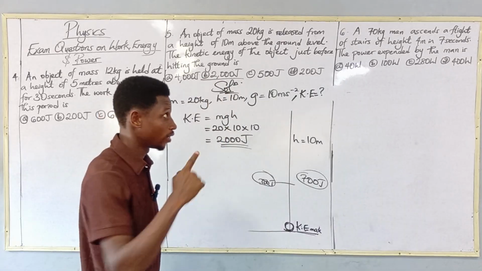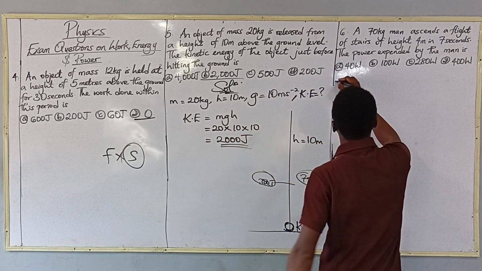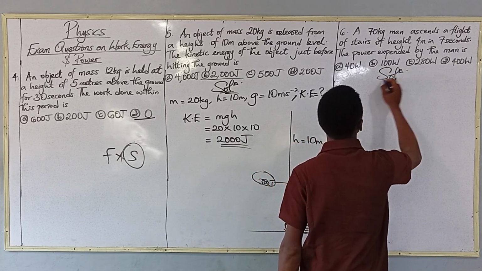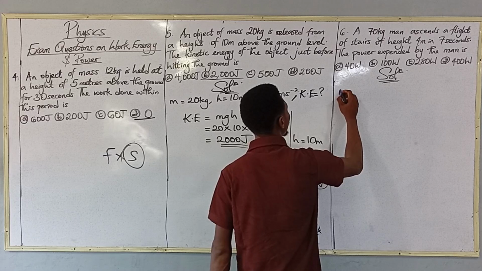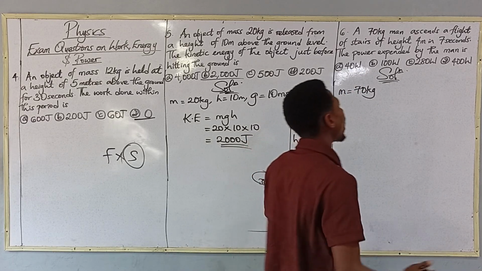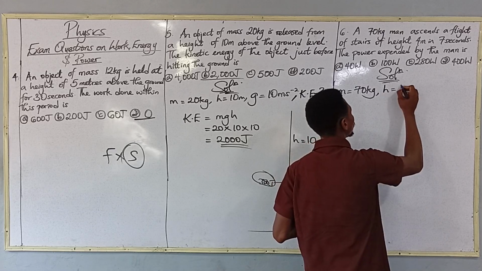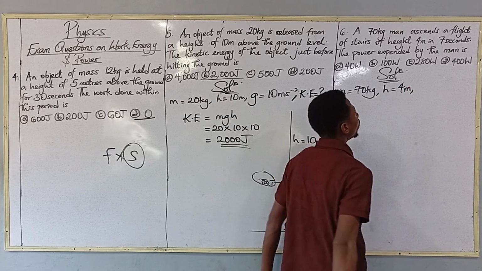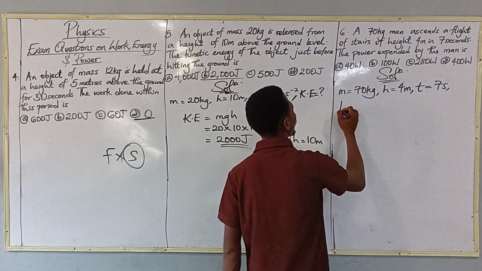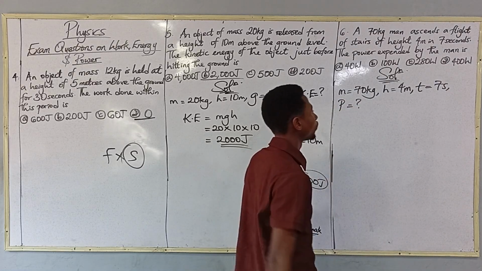The next question. A 70 kilogram man ascends a flight of stairs. The mass of the man is 70 kg. He ascends a flight of stairs of height 4 meters in total in 7 seconds. That's the time, 7 seconds. The question says, what is the power expended by the man?